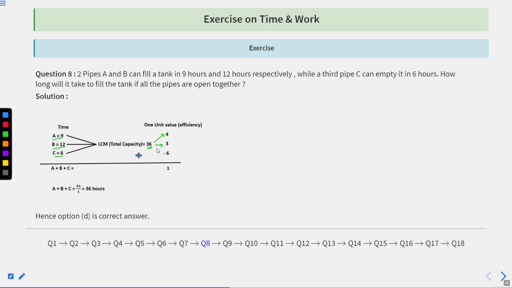And if you see, C is trying to empty the tank. So again, we have to put a minus sign here, and its efficiency is -6. So the total efficiency, if all these three pipes work together, will be 4 plus 3 minus 6, that is equal to 1. So the total time taken when all three pipes work together is 36 hours to fill the tank completely. So the option correct here is option D.